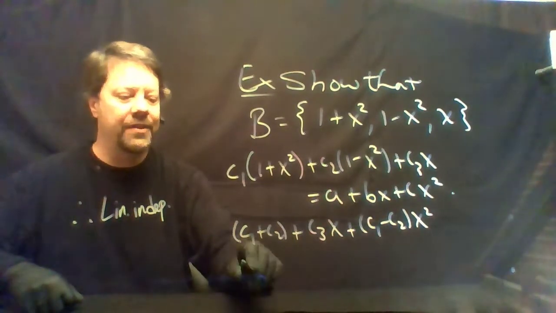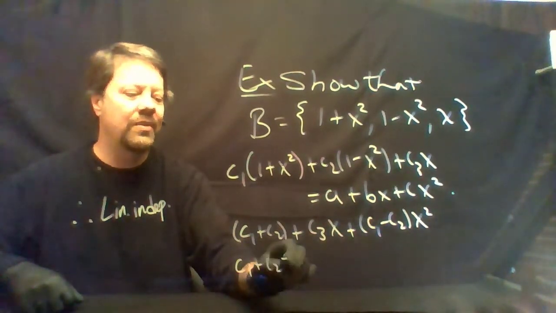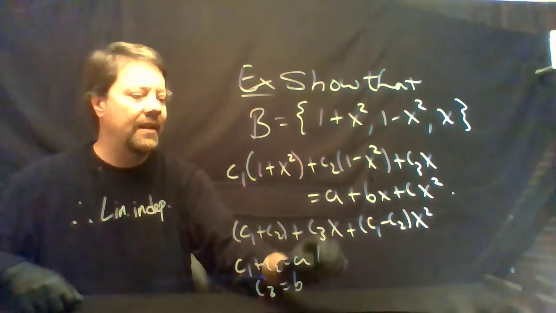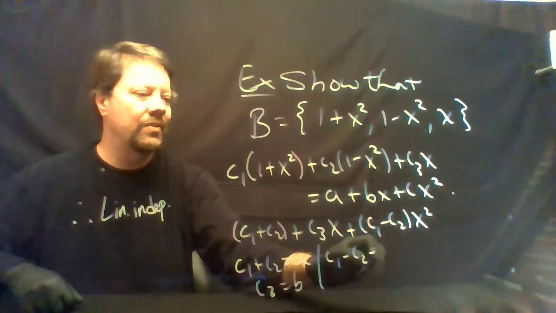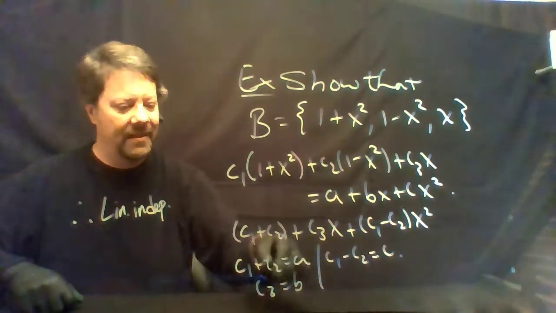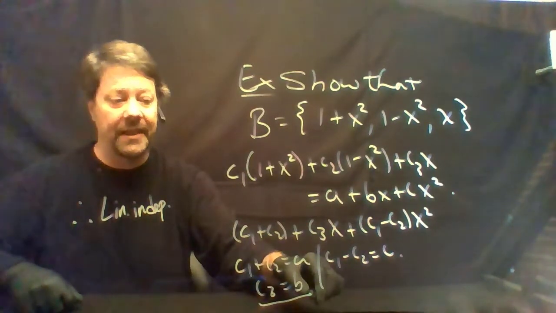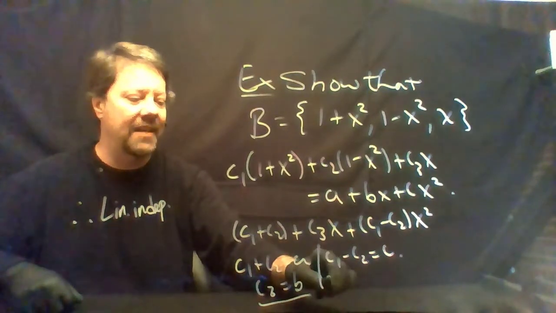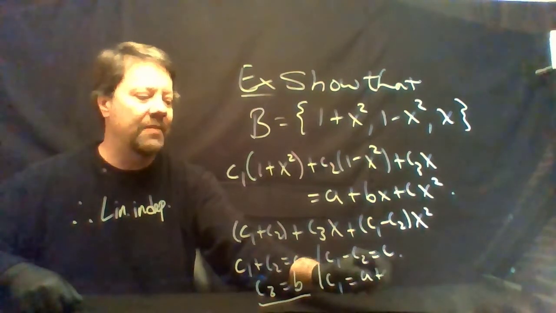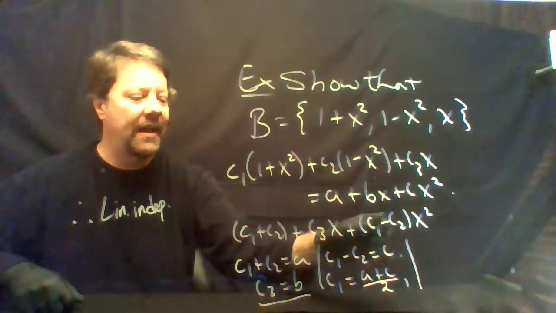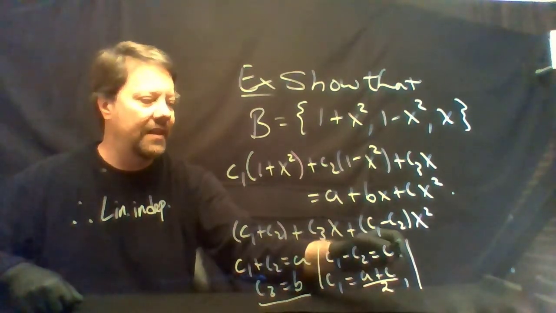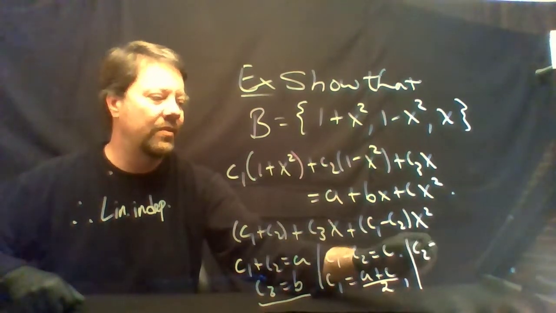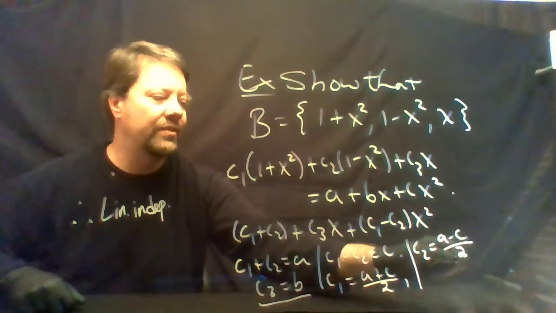We have to equate coefficients on each side, so we'll have C1 plus C2 equals a, C3 is b, and then C1 minus C2 equals c. As you can see, C3 is b. If you add the first and the third equations, you'll get 2C1 equals a plus c. That means C1 is a plus c divided by 2. And then if you subtract, you'll get 2C2 is a minus c. That means C2 is a minus c over 2.